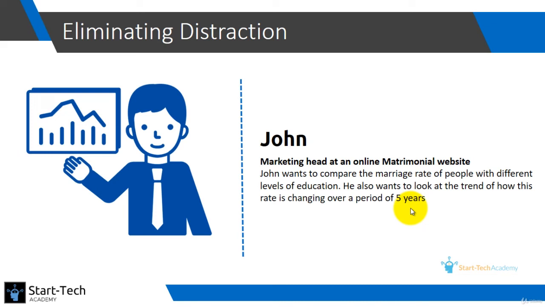In this scenario, we will learn how to eliminate distractions from our graph. So our friend John is now working as a marketing head in an online matrimonial site, and he wants to compare the marriage rate for people with different levels of education. By levels of education, I mean that someone has cleared high school level, someone has done graduation, someone has done post graduation. So, what is the marriage rate for different levels of education? And he also wants to look at the trend of how this rate is changing for each of these levels of educations over a period of 5 years.